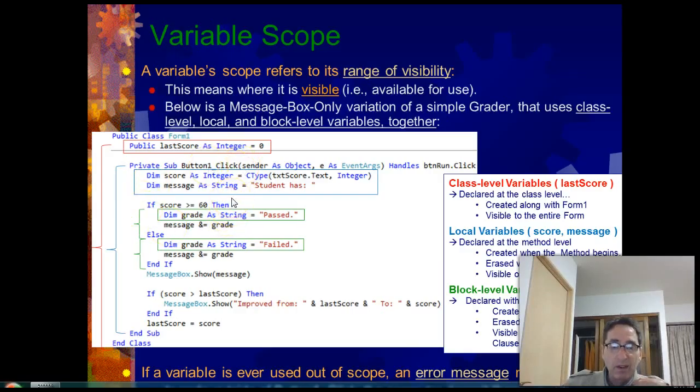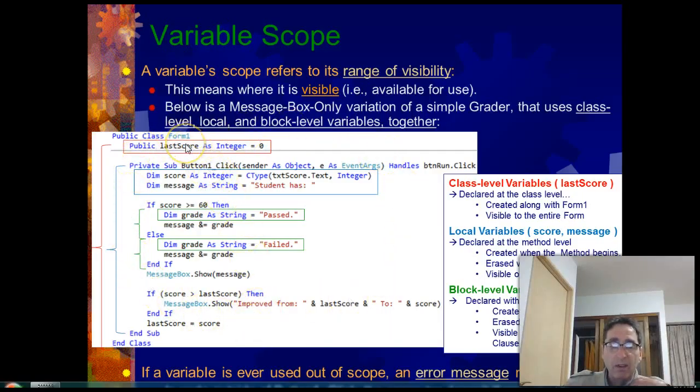In other words, if I had another event handler like a second button, and I wanted to refer to this variable score, I couldn't do it. Okay, and if I did use the variable score in my other button, it would have nothing to do with this variable. So we say that the scope of this variable is just within this sub-procedure.